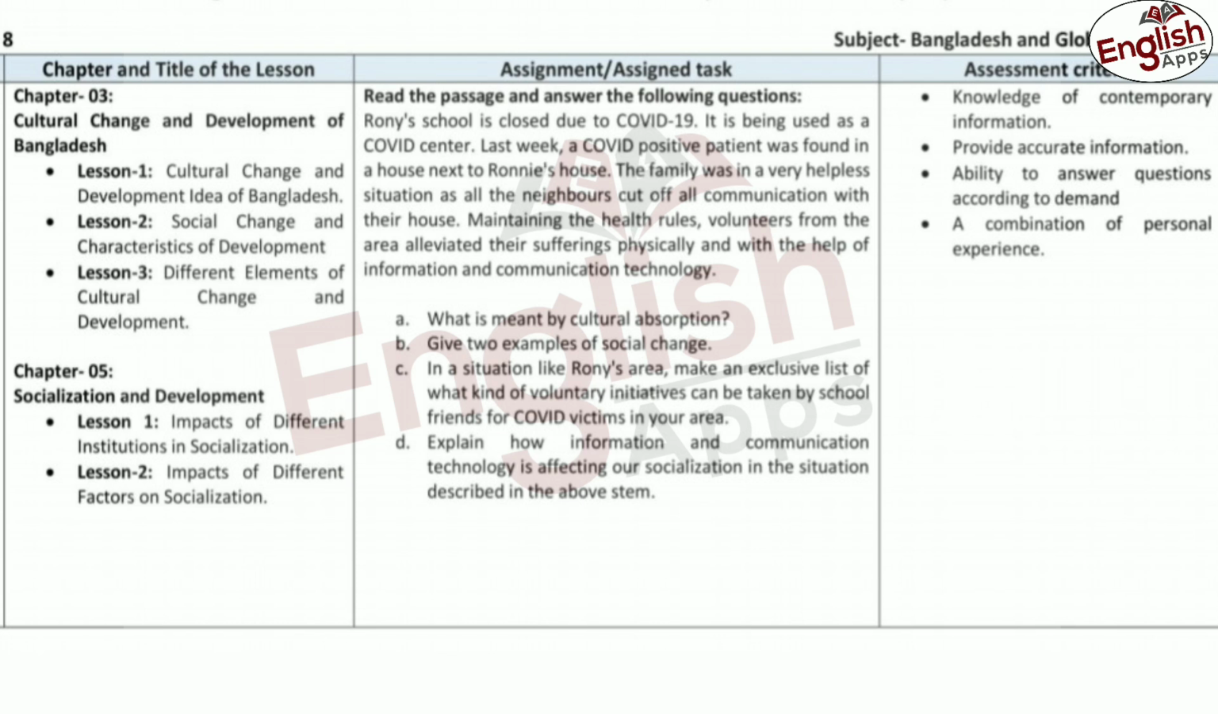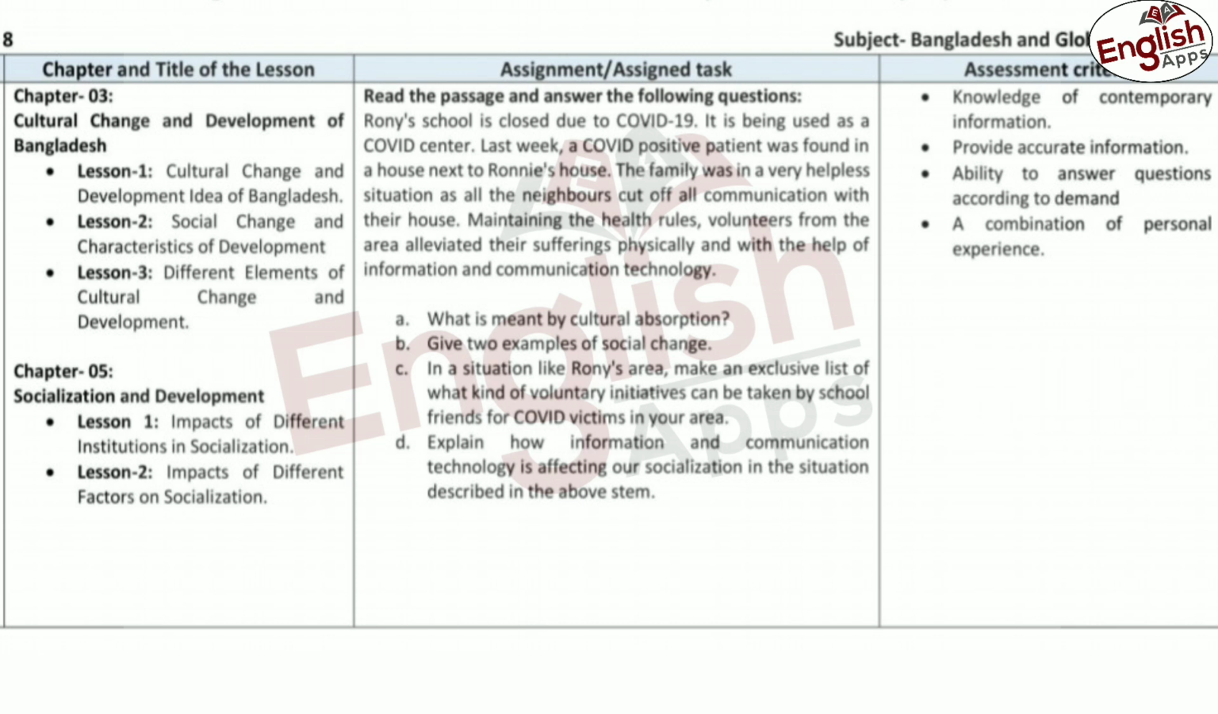There is a stem in your question and there are 4 questions according to your stem. Just as you can see in the screen, read the passage and answer the following questions. Ronnie's school is closed due to COVID-19. It is being used as a COVID center. Last week, a COVID positive patient was found in a house next to Ronnie's house. The family was in a very helpless situation as all the neighbors cut off all communication with their house. Maintaining the health rules, volunteers from the area alleviated their suffering physically and with the help of information and communication technology. This is a stem.